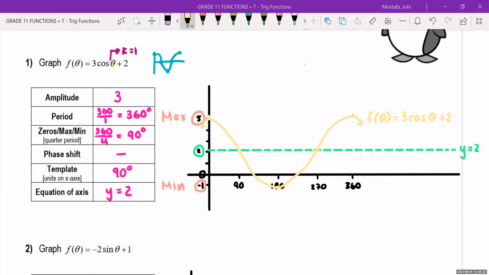Now, I only drew one cycle. If I asked you to draw another cycle, you are allowed to have calculators. So you would just go 360 plus 90, and then plus 90, plus 90, plus 90. You would draw 4 more dashes, and then you would just continue the shape of the graph.